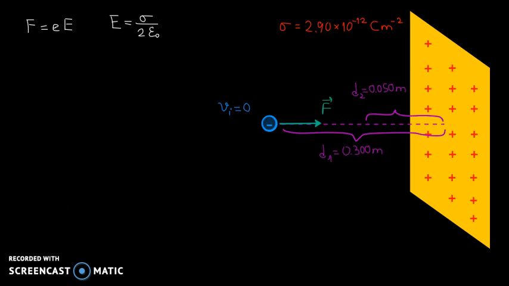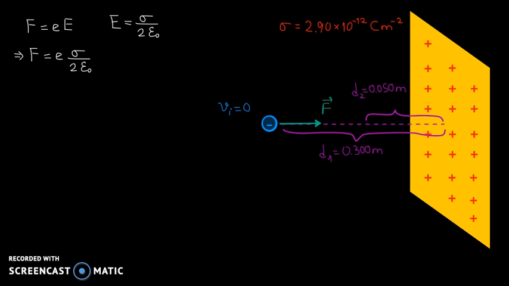Now the electric field magnitude due to a very large insulating sheet of uniform surface charge density sigma is equal to sigma divided by 2 times epsilon 0. Combining these two equations, we come up with an expression for the magnitude of the force in terms of the given variables.